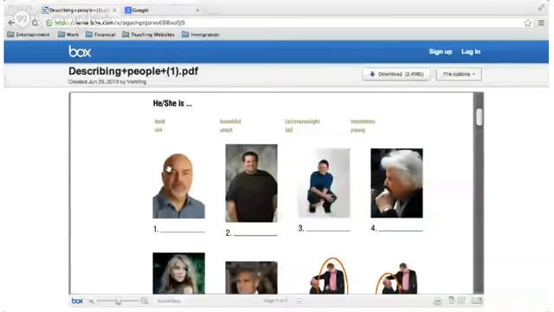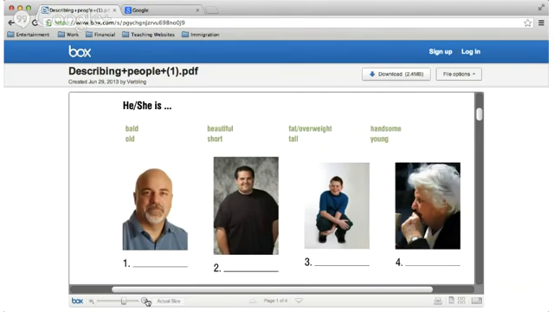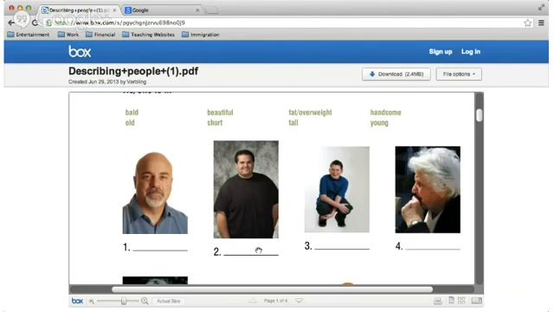Okay, let's go to number 2, and this is for Roman. Okay, number 2. I'm not sure about this person. Fat, overweight, tall. Okay, so fat or overweight. Tall would be another word. So fat, overweight.